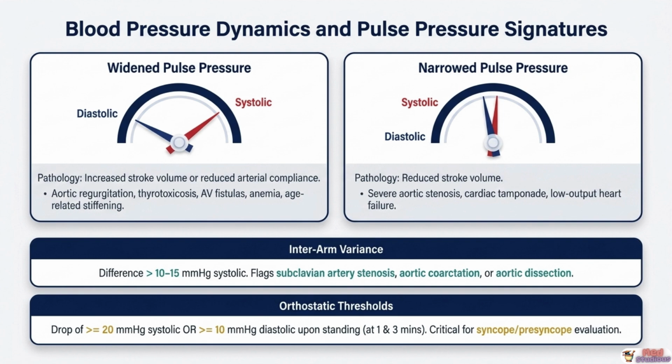Two other measurements carry significant clinical weight. Interarm blood pressure variance exceeding 10 to 15 millimeters of mercury systolic is a genuine red flag for subclavian artery stenosis, aortic coarctation, or aortic dissection, and should never be dismissed as measurement error. And orthostatic blood pressure thresholds, a drop of 20 millimeters of mercury systolic or 10 millimeters diastolic upon standing, measured at 1 and 3 minutes, are absolutely critical when evaluating syncope or presyncope, particularly in older adults or those on diuretic or vasoactive medications. These simple measurements often reveal serious pathology long before any imaging study is ordered.